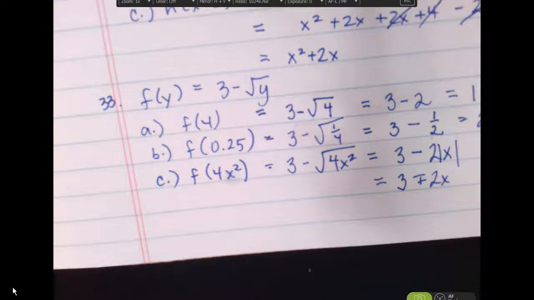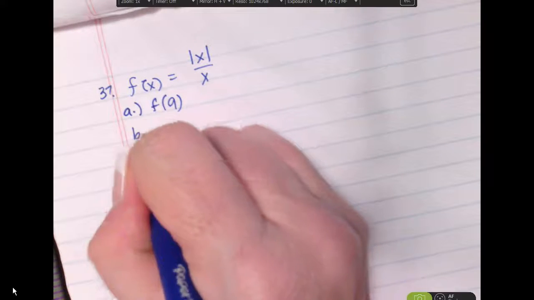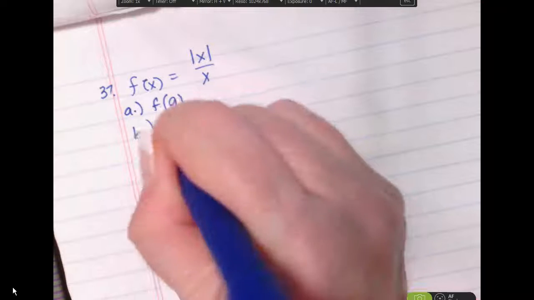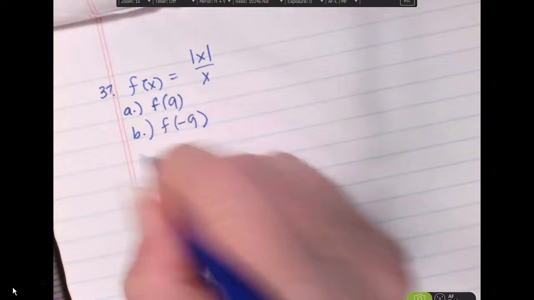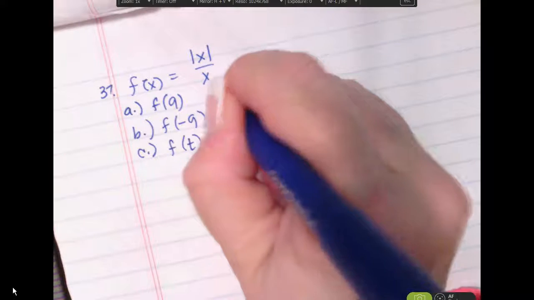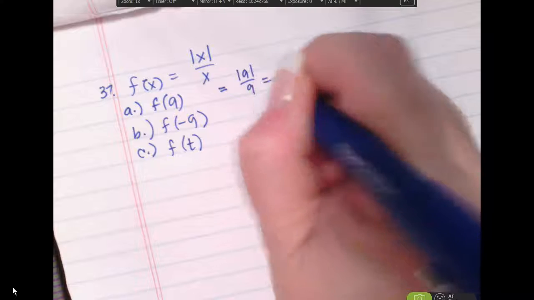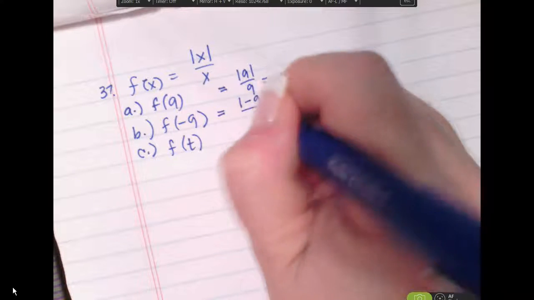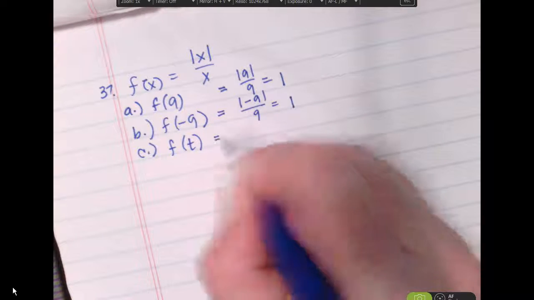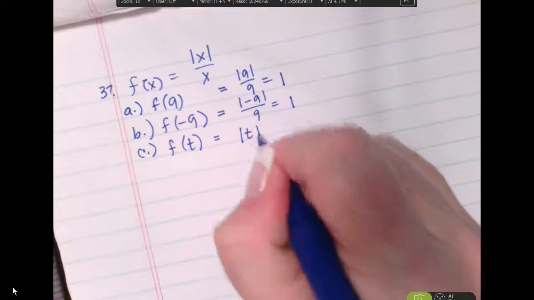Alright, number 37, our function. Let me start a new piece of paper. Okay, number 37, our function is the f of x is the absolute value of x over x, and the three values that I want are f of 9, f of negative 9, and f of t. So f of 9 is absolute value of 9 over 9, which is 1. F of negative 9 is absolute value of negative 9 over 9, which is 1. F of t is absolute value of t over t.